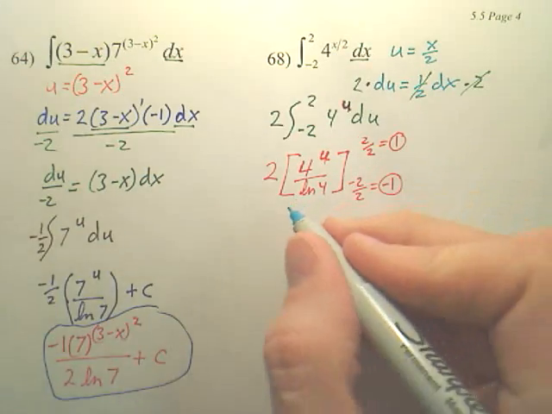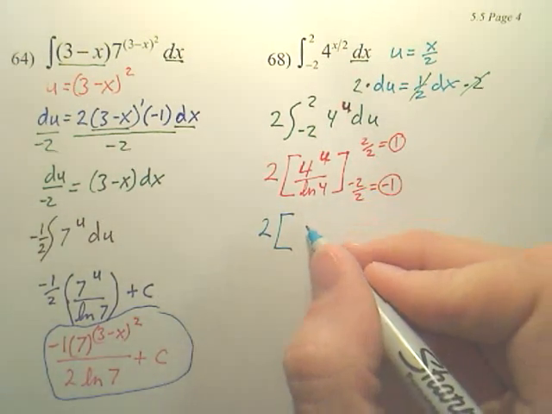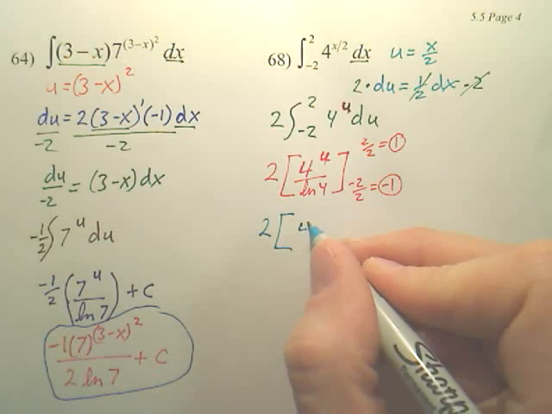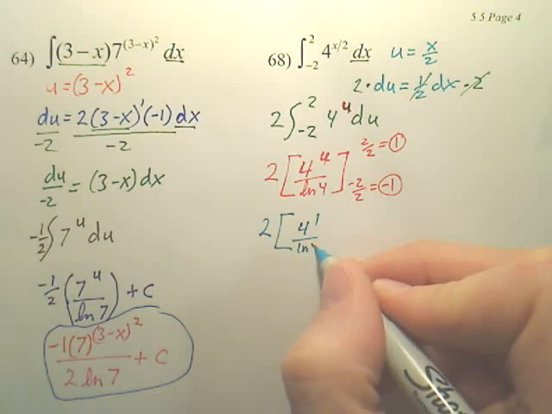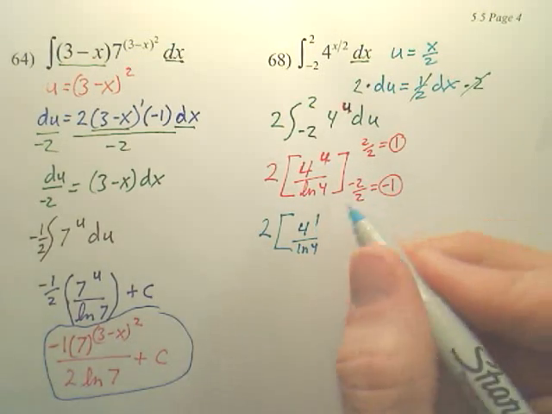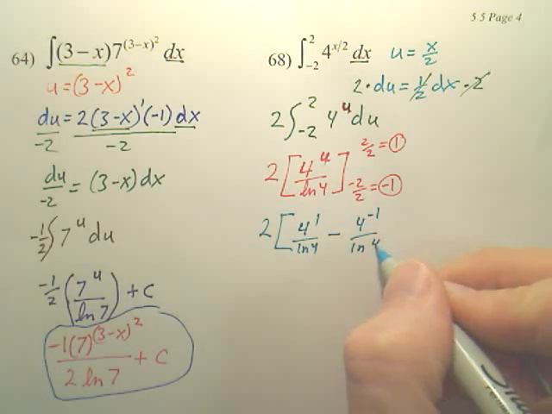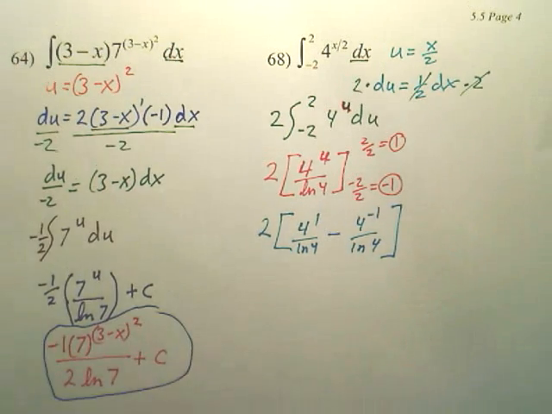Okay, so 2 out front. We're going to plug in 1. So it looks like we're going to have 4 to the first over ln 4, because 4 to the first, okay, minus 4 to the negative first over ln 4. Is that it? Do the top minus the bottom. It's always f of b minus f of a, capital F. F of b minus f of a.